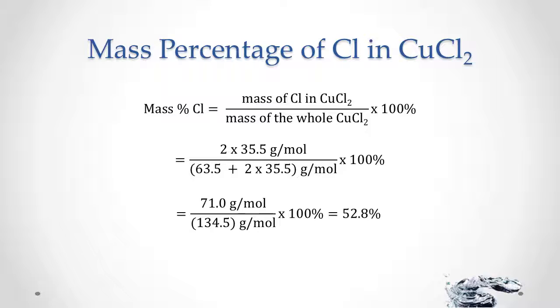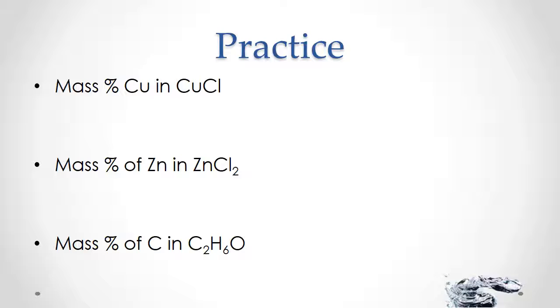Well, let's simplify our math. We have 71.0 grams per mole of chloride on the top, and we're going to divide that by 134.5 grams per mole for the copper 2 chloride mass. When we multiply by 100%, that's going to give us 52.8%. So the mass percent of chloride in copper 2 chloride is 52.8%. These calculations are pretty straightforward, and you can try them out on a bunch of different compounds.